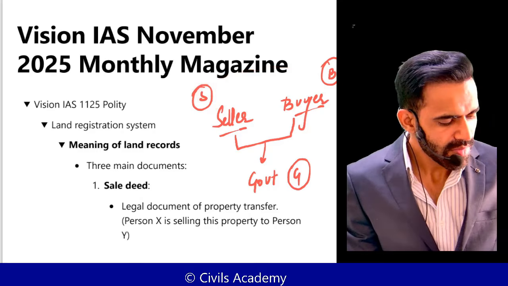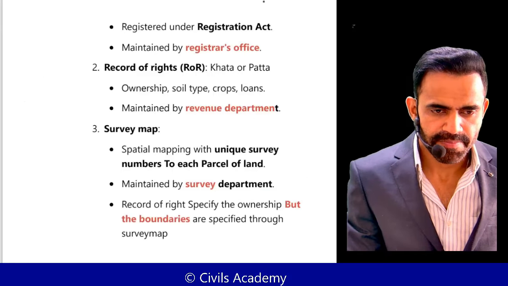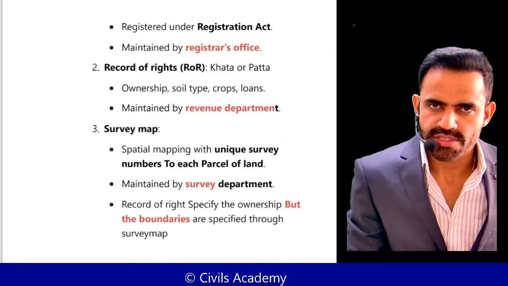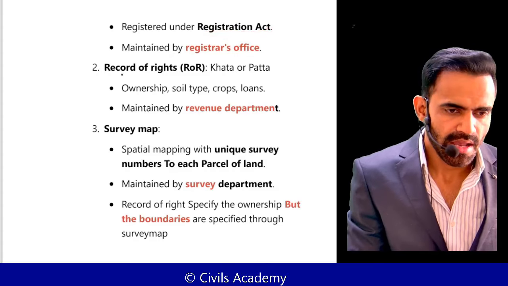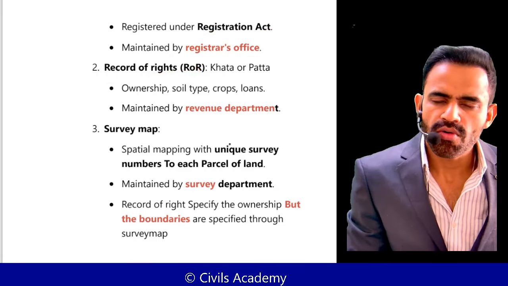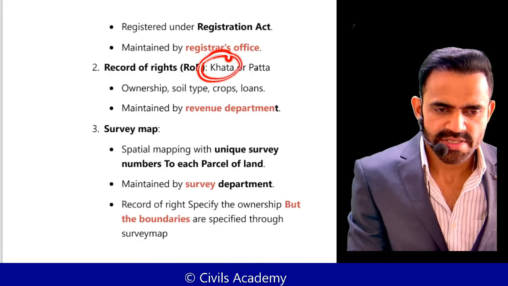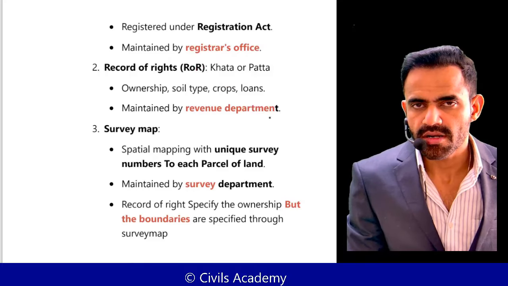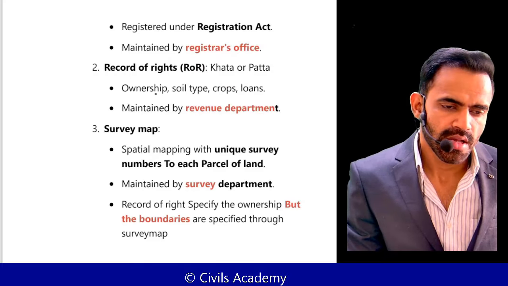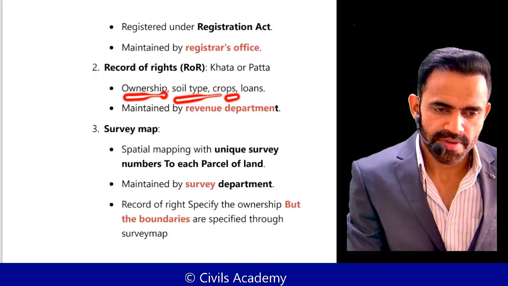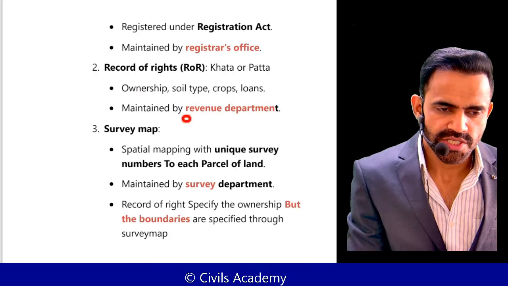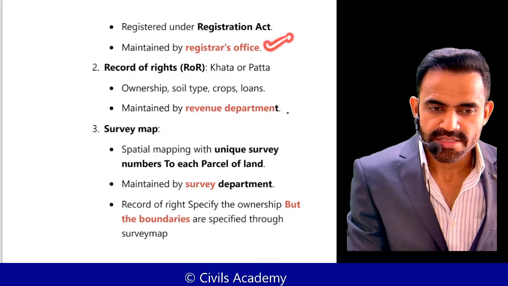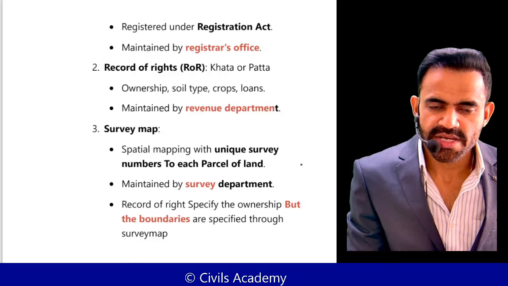Now understand the registration will be done in the registrar office as per the Registration Act. Then there will be the record of rights. This is basically referred to as khata or patta. You might have heard these terms in our local parlance. They reflect ownership, soil type, and different other information, and this is maintained by the Revenue Department. Now understand, the sale deed is maintained by the Registrar Office, and the record of rights is maintained by the Revenue Department.